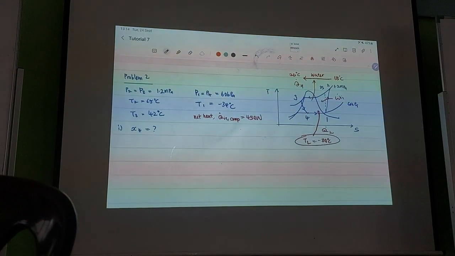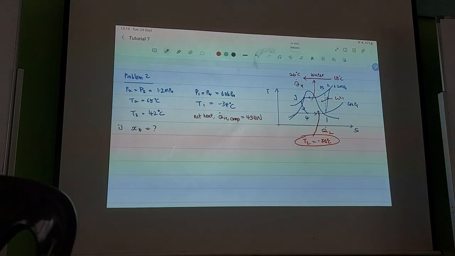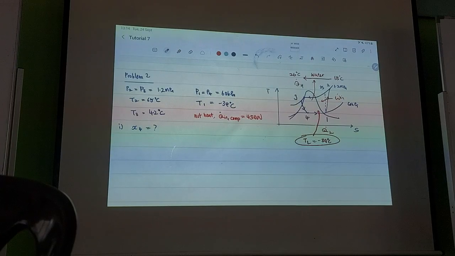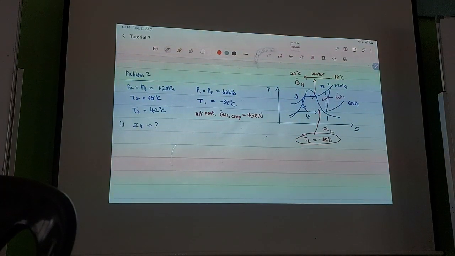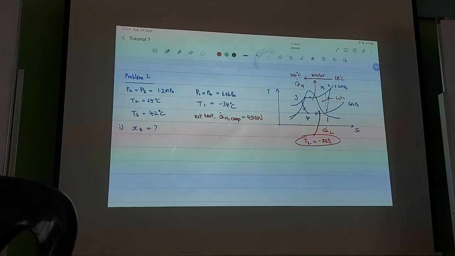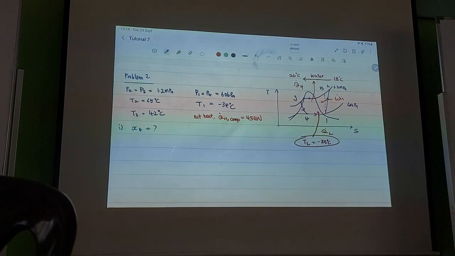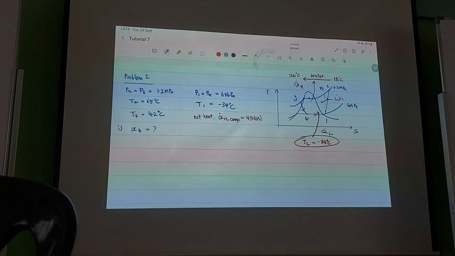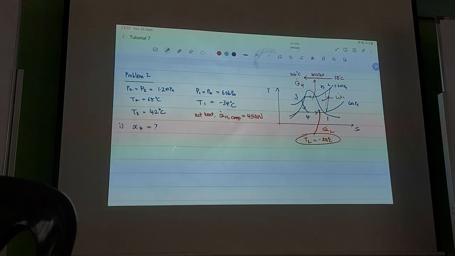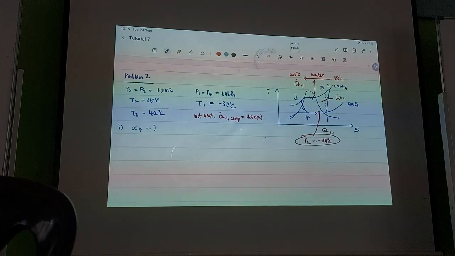Okay, so if temperature T4, how do you find T4? Actually, T4 is just T saturated at 60 kilopascal. So there isn't much use there. Okay, so standard way of solving this kind of question, if you don't know what to do, ignore the question. Find all the H first. Then you see what you can do.